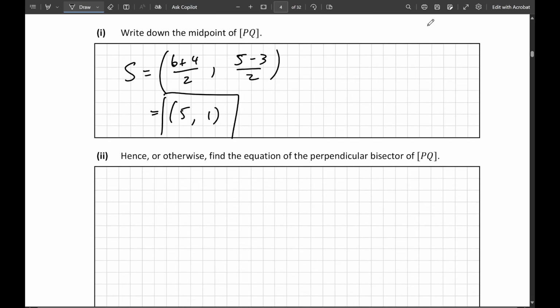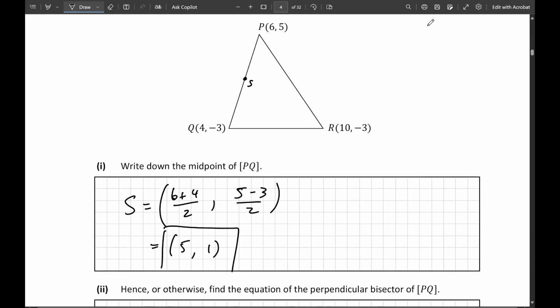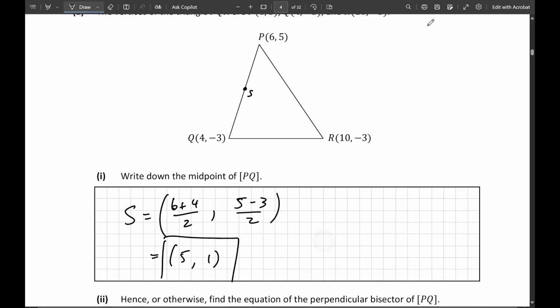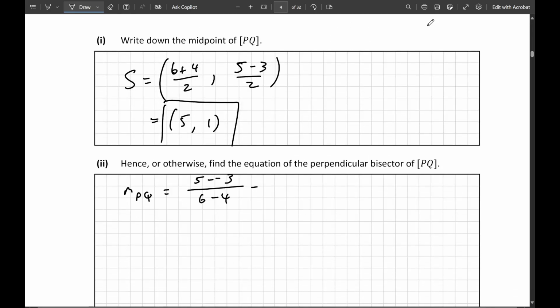So hence or otherwise find the equation of the perpendicular bisector of the line segment PQ. Okay, so I'll first calculate the slope of PQ. So the change in y, 5 take away minus 3, all over 6 take away 4. So that's 8 over 2, which is 4. So that implies that m perp is minus a quarter.